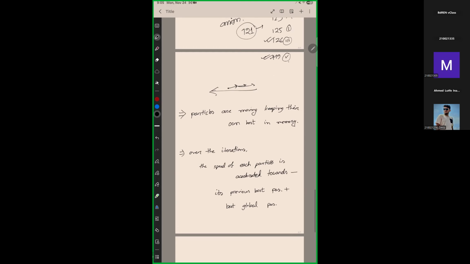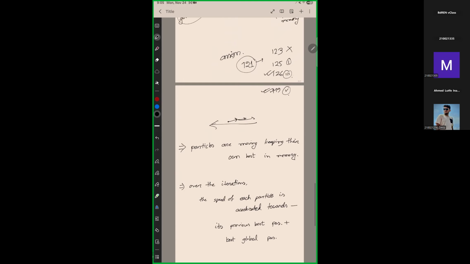So the thing is, particles are moving. Whenever you are finding a solution, you are not stopping there. You are still exploring. So you are not just stopping at a solution, you are still exploring. When you are exploring, your movement is dominated by two factors: your best position, your best solution so far, and the best global position.